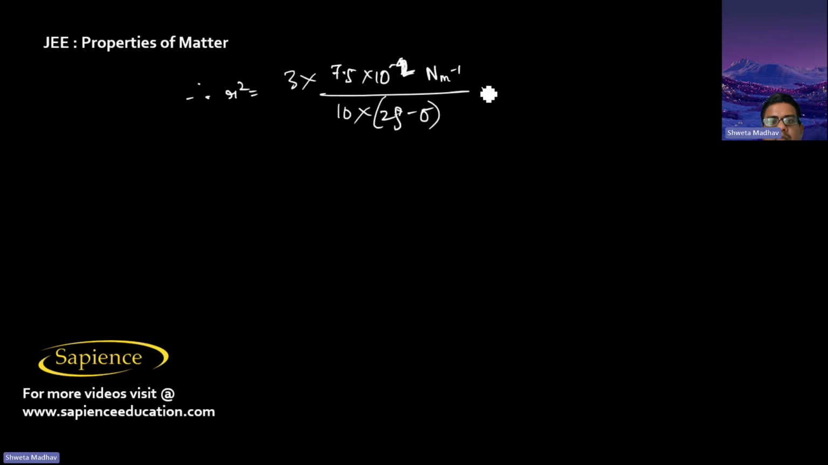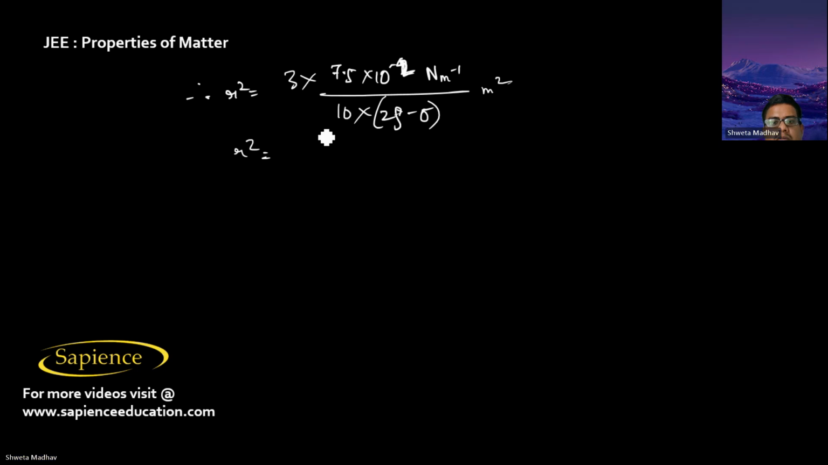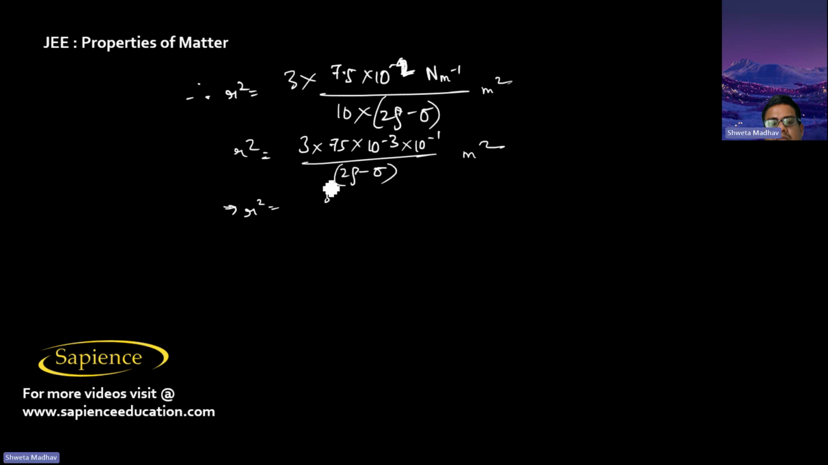So this will come in meter square. So r square will be 3 into 75 into 10 power minus 3 by 10 into 10 power minus 1 divided by 2 rho minus sigma, this much meter square. So r square, that is 3 fives are 15, so 225 into 10 power minus 4 divided by 2 rho minus sigma into meter square.